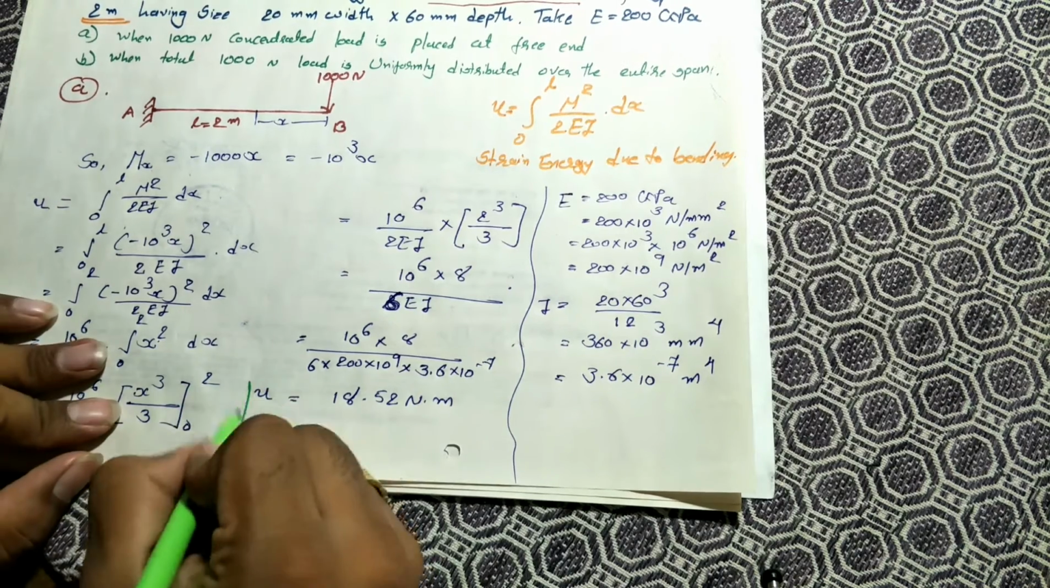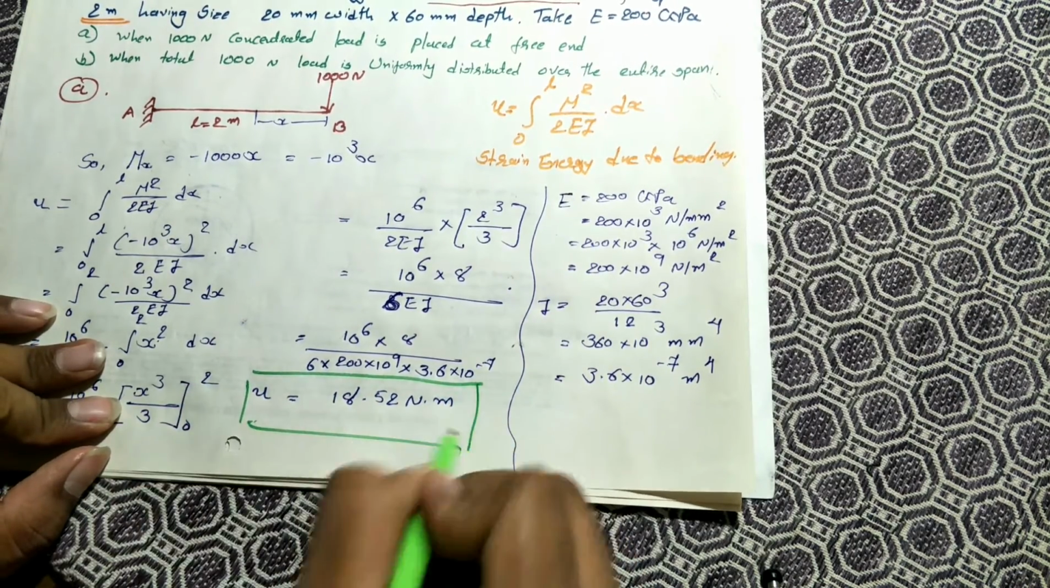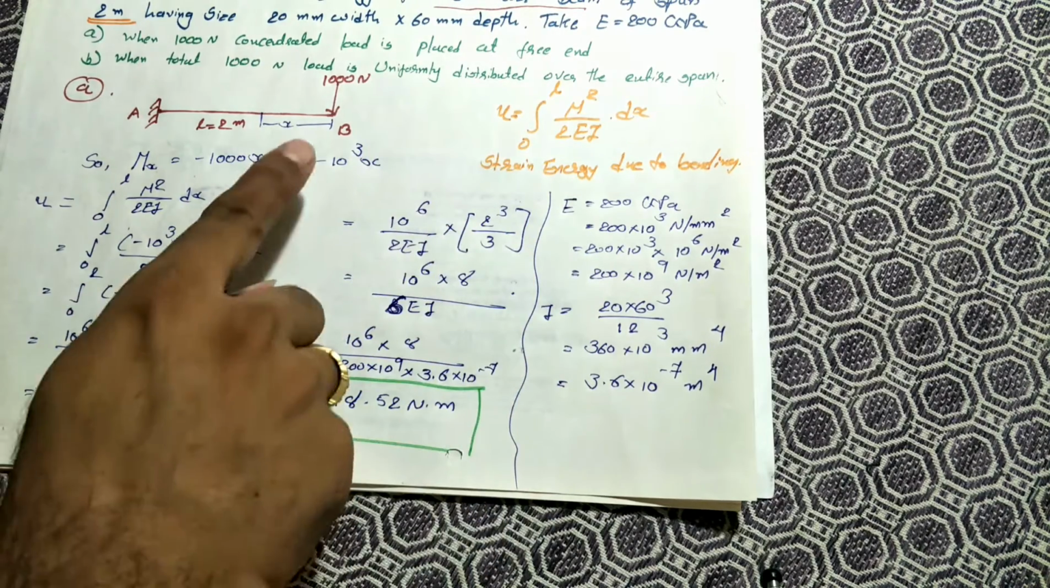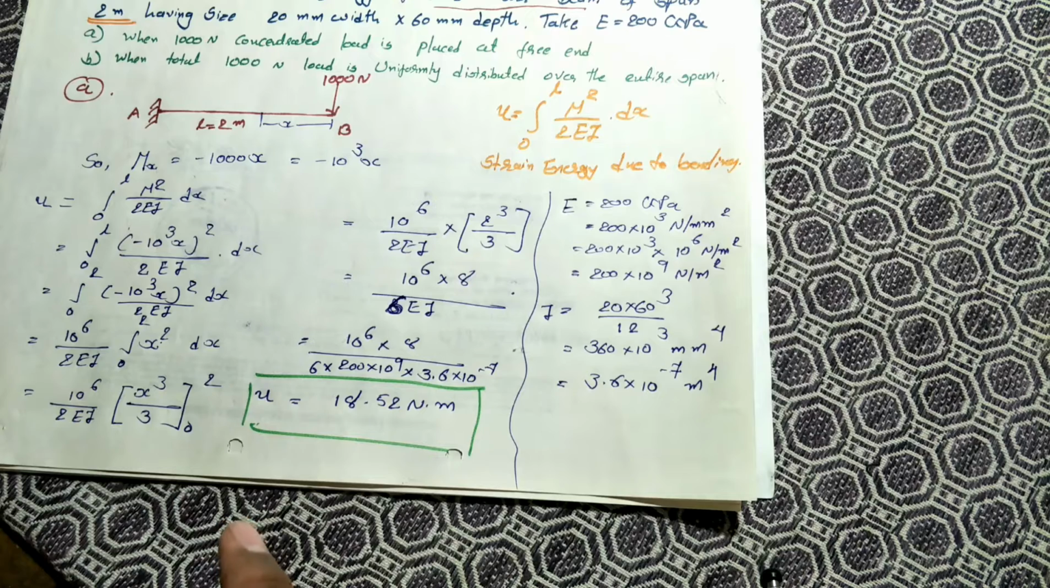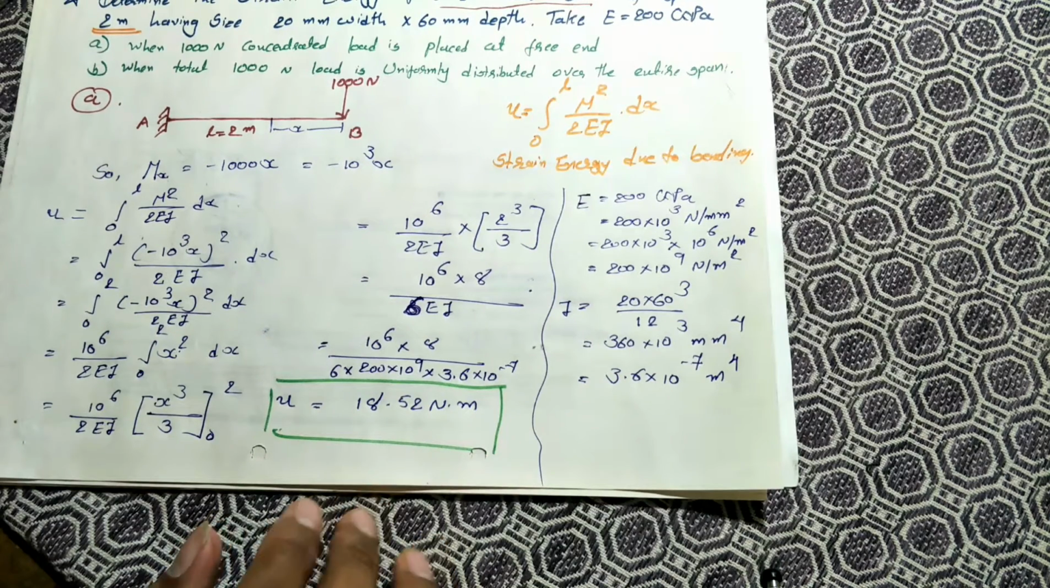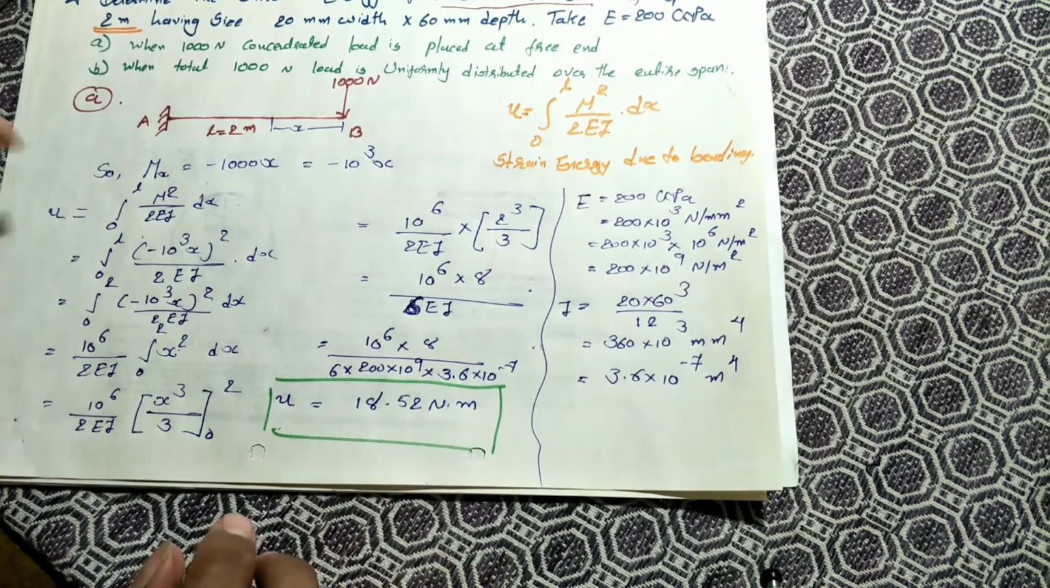Okay, so your strain energy for a cantilever beam with free end point load at 1000 kilonewton is 18.52 Newton into meter. So this is your first answer of your A. Okay, now we'll try to solve for B case.